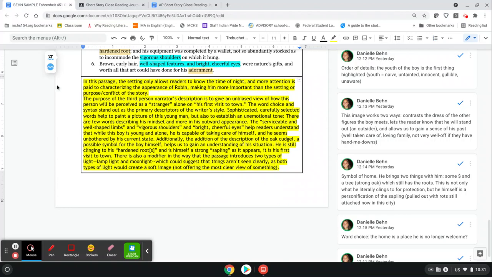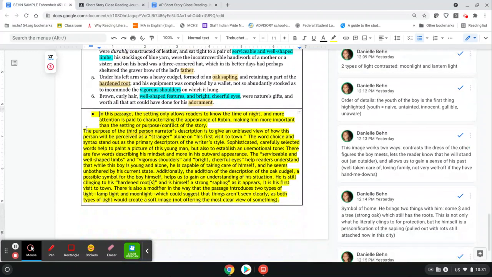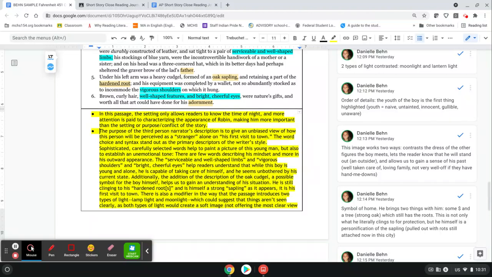All right, so just for ease of you, you guys can put this all together in one paragraph, but I will say, just for ease of understanding, that's me saying this is what's happening. The next part I have to write about is what's the purpose of the passage. Okay, so here we go. The purpose of this passage is the third person narrator's description gives us an unbiased view of how this person will be perceived as a stranger alone on his first visit to town. Notice how I include those embedded quotes. That's a good thing to start getting used to in this, you know, really easy kind of writing activity.